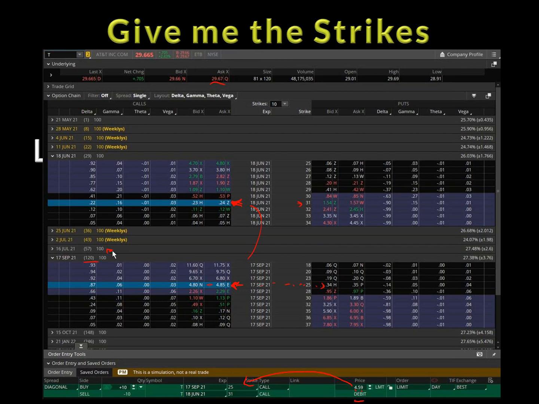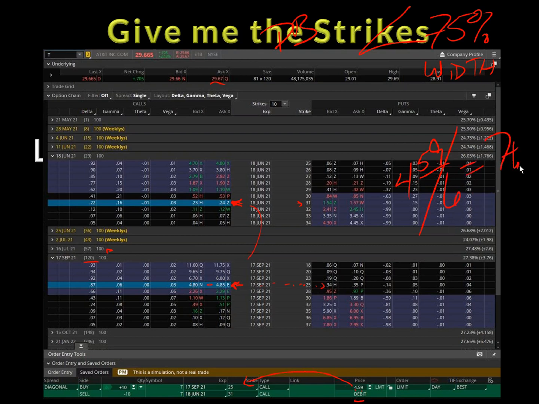Now, something to note with this strategy, we want to be less than 75% the width. All right, we want our debit to be less than 75% the width. Now, what you're going to do is you take $4.59, divide that by $6, and it's going to give you 76.5. It is a little bit higher. Yes, it's a gray area there.